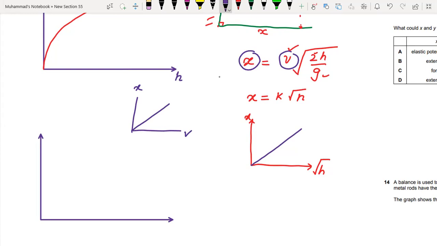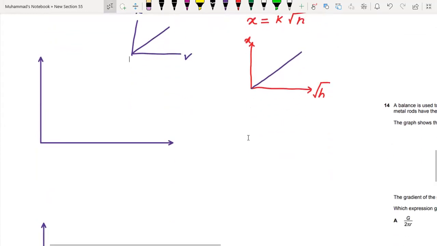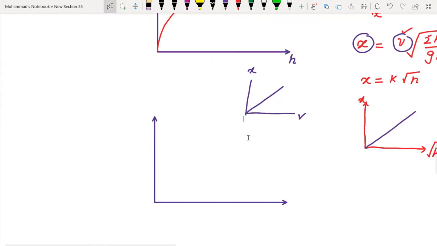So now, if you have this situation, y is equal to k over x, where k is constant, and you have to determine the relationship between y and x.